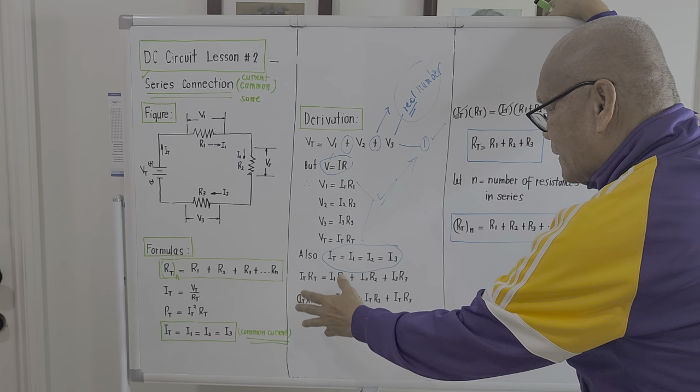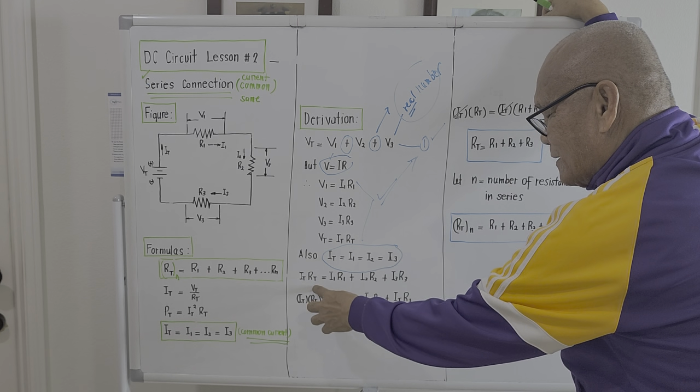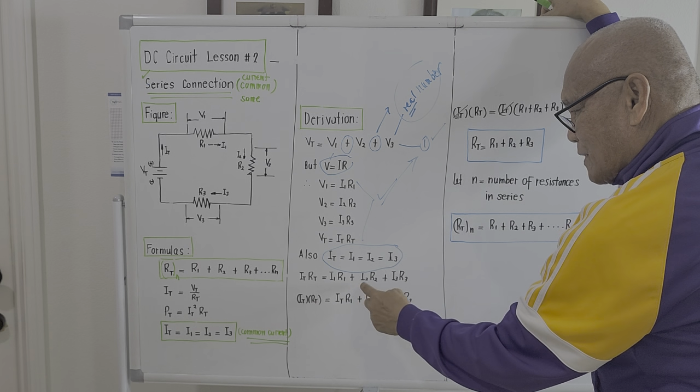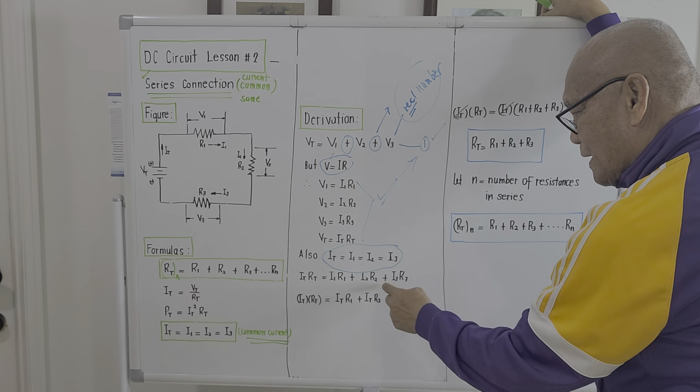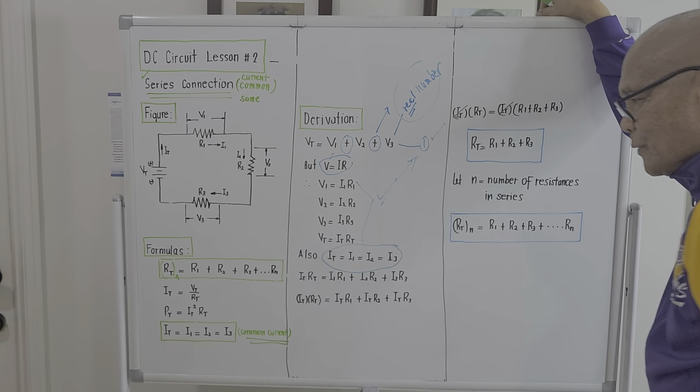The left hand side will be V total, right? It will be the product I total R total. The right hand side will be the product I1 R1 plus I2 R2 plus I3 R3. Okay, we try to simplify now.